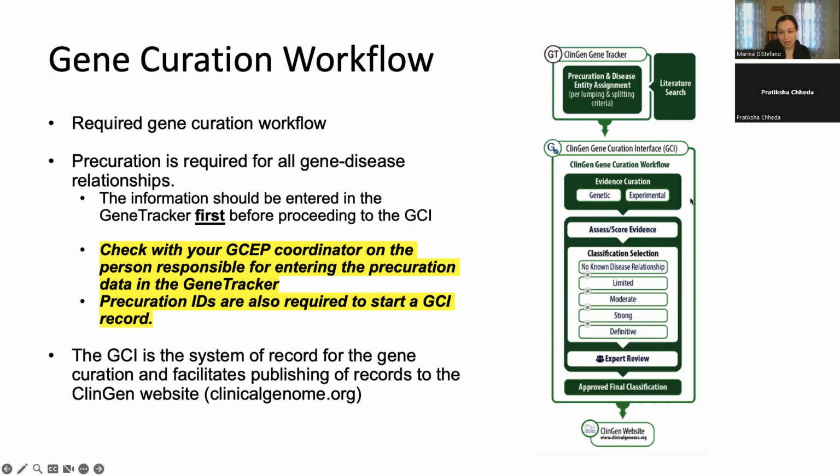So you'll see this is the workflow here, where the pre-curation is done in the gene tracker. It's then connected to the GCI. You will then curate genetic and experimental evidence, assess and score this evidence, and then get to a classification based on the score. Expert review will happen. The final classification will be approved with these edits and then be published to the ClinGen website along with the pre-curation information.